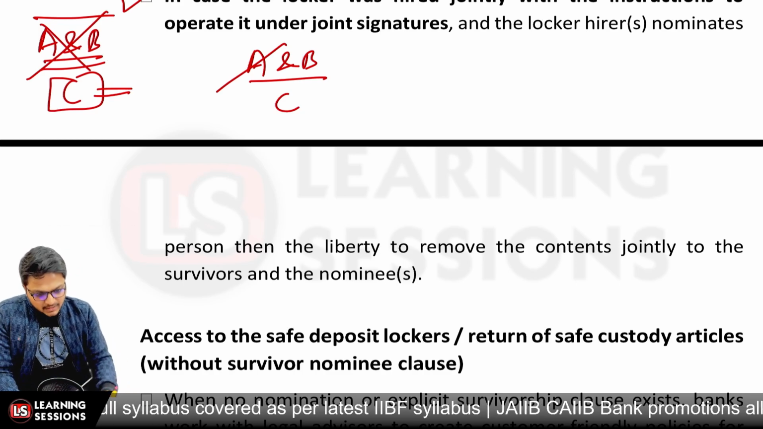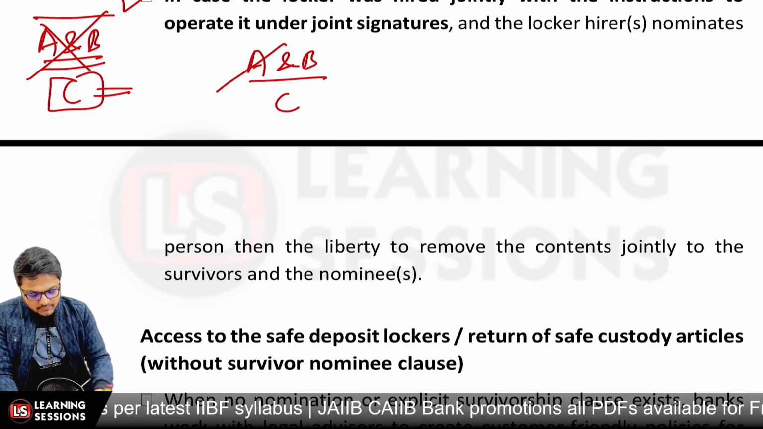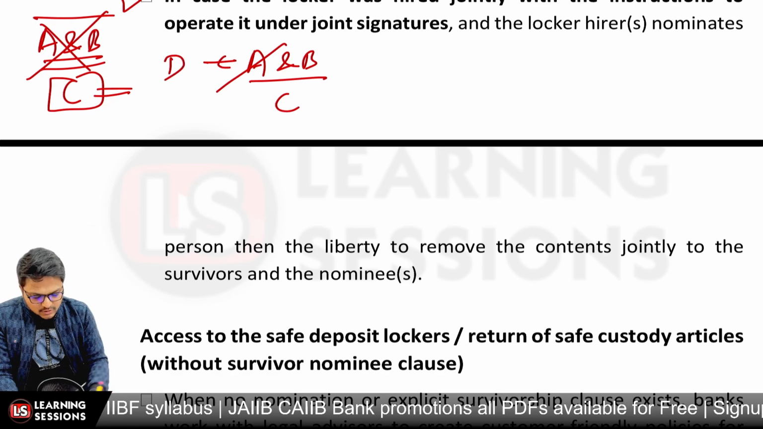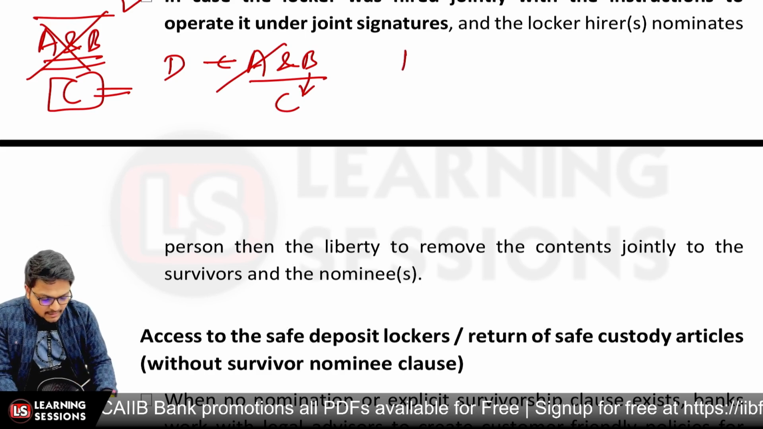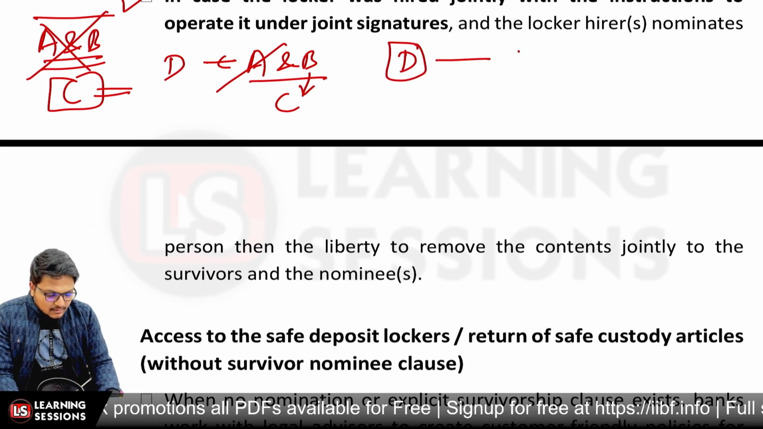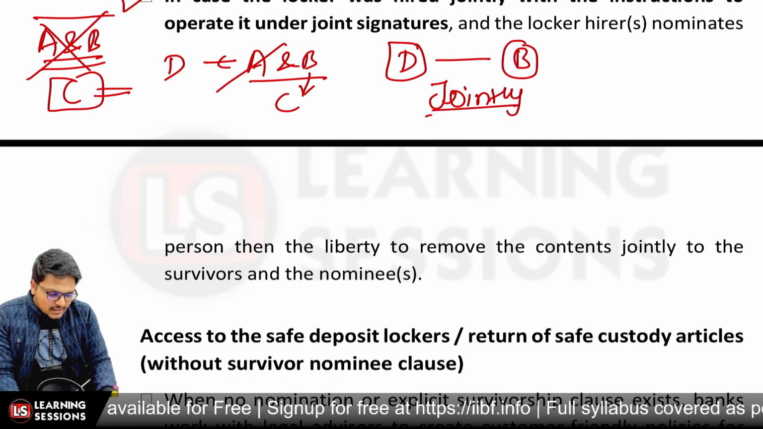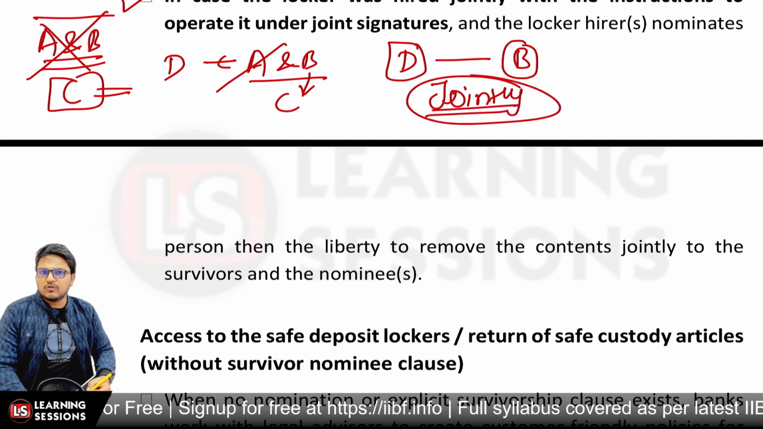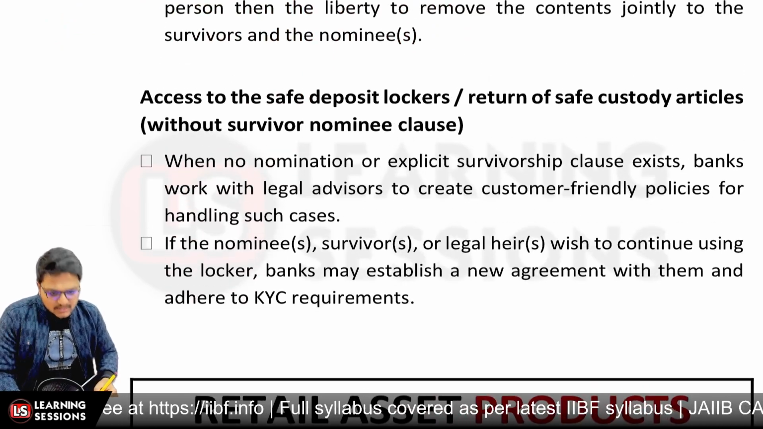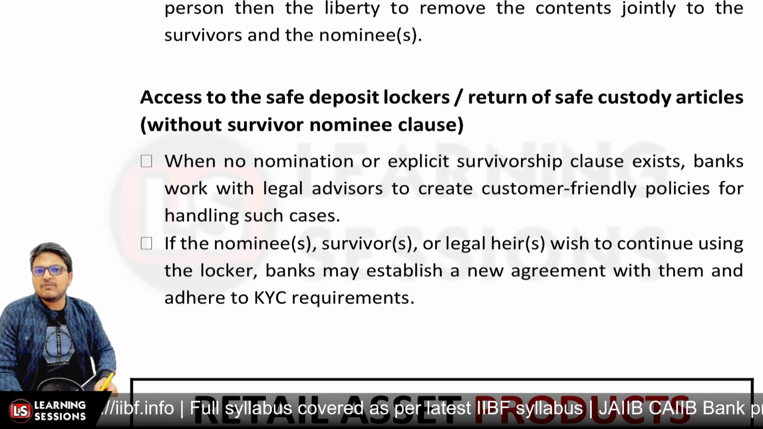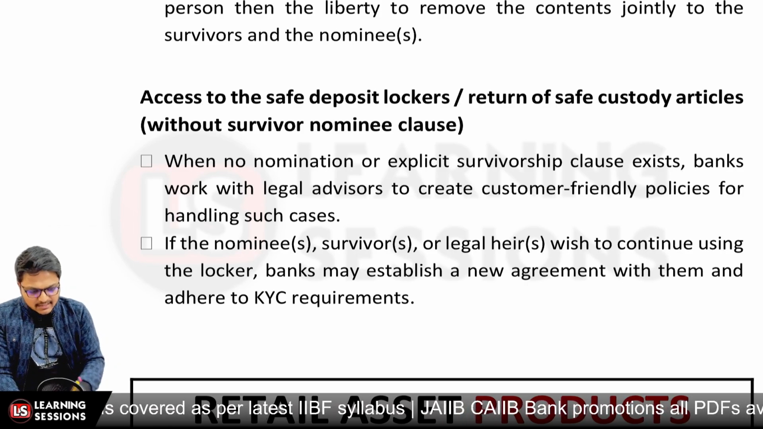as I told you, in the case of jointly operated lockers, A and B can appoint nominees of their own. Let's say A has appointed person D as the nominee and B has appointed person C as the nominee. In that scenario, the nominated person D and the survivor B can jointly remove the articles, right? That's the case. Further, it's related to access to the lockers or return of safe custody articles without a survivor or nominee clause, when no nomination is explicitly available.